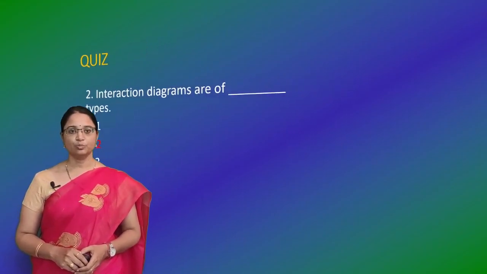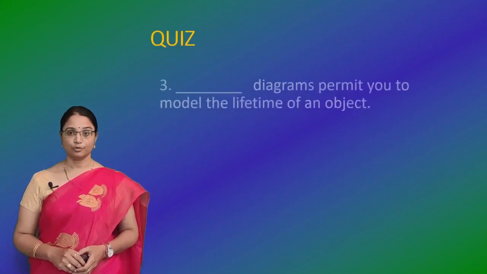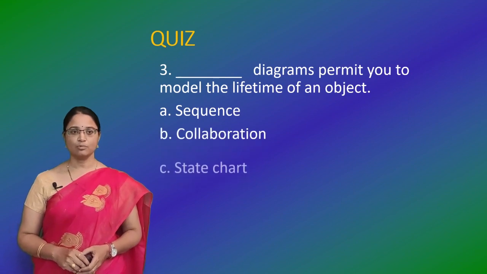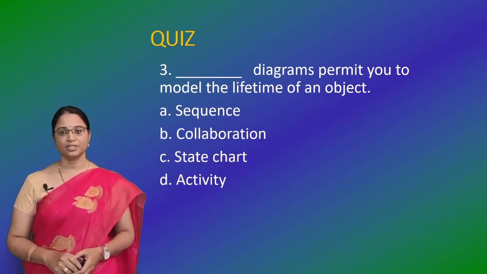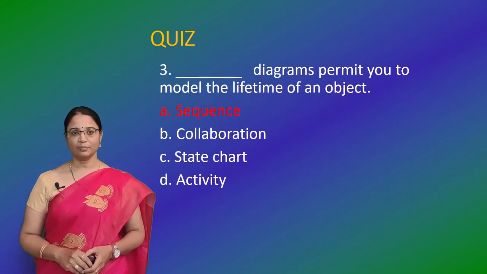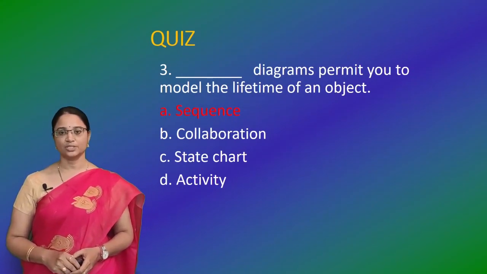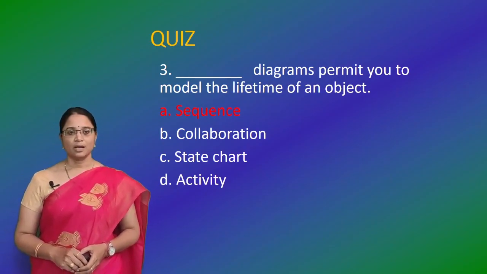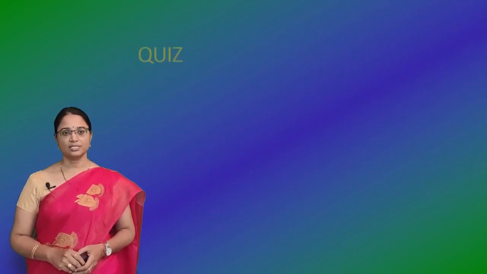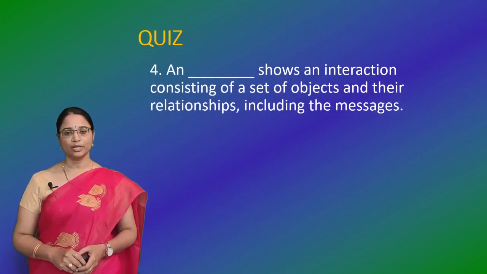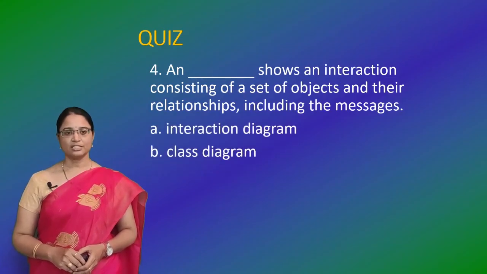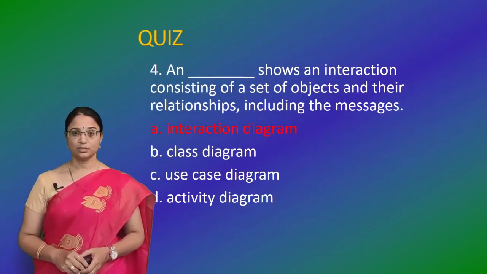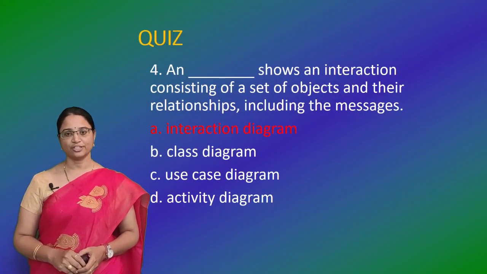Dash diagrams permit you to model the lifetime of an object. So if you want to tell about the lifetime of an object, which diagram is used? Sequence diagram, collaboration, state chart, activity. So we know that lifetime can be represented by using the lifeline of an object. That can be represented in the sequence diagram. And dash shows an interaction consisting of a set of objects and their relationships, including messages. So options are interaction, class, use case, activity. So it is telling about the interaction, objects and their relationships, that is none other than interaction diagrams.